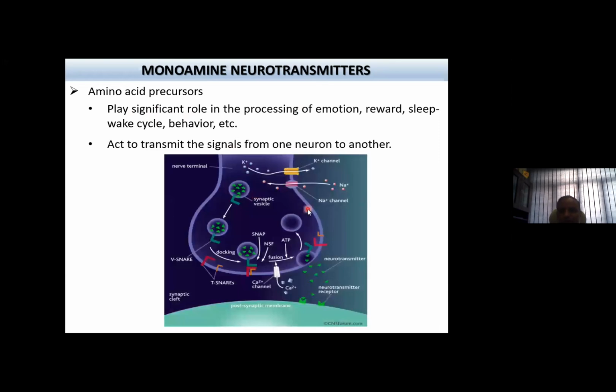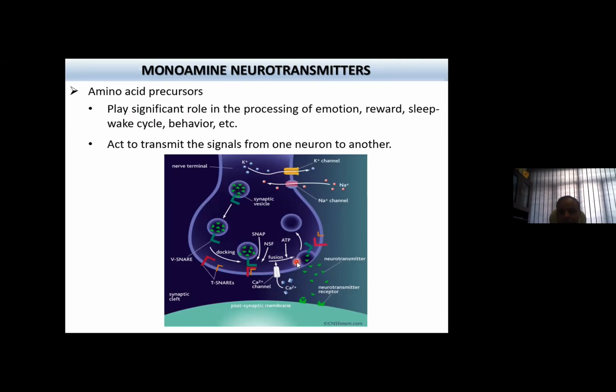If I show you through this cartoon, this is one neuron cell, and this is another neuron cell. The signal is transferring from one to the other through the normal exocytosis process. These are the basics of what you can see here. The neurotransmitters are stored here.